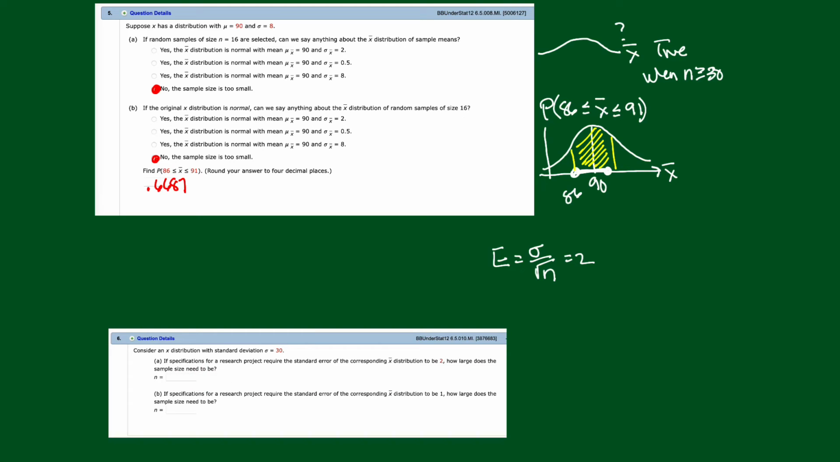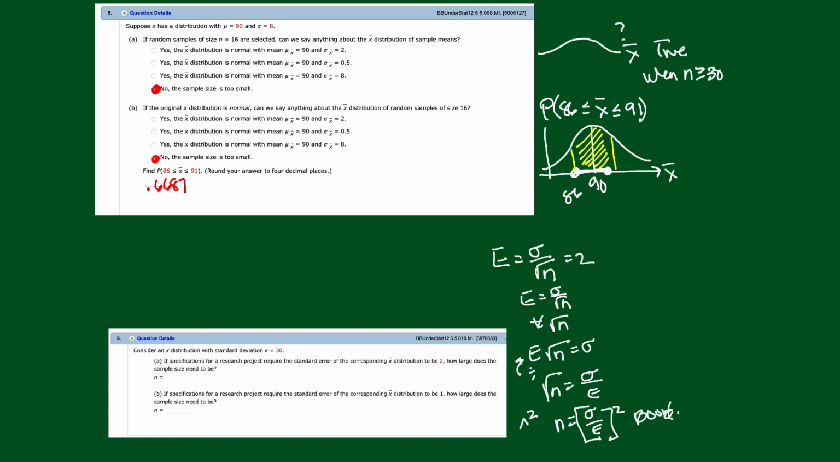There is a formula for this. Maybe you remember it, but if you don't, you can get it from this one right here. For a sample size, we know that the error e is sigma over the square root of n. Now, if you multiply by the square root of n, then you get e times the square root of n is equal to sigma. Now let's divide by that e. We get the square root of n is equal to sigma over e. And then if you square both sides to get rid of that square root, we get n is equal to sigma over e, all squared, and since it's a sample size, you always round up.